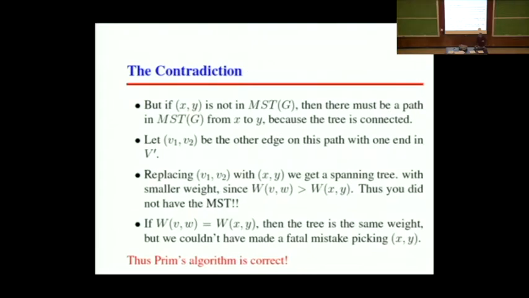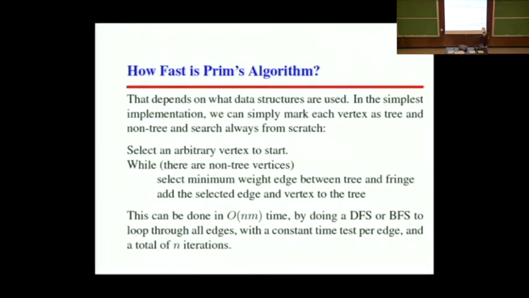What I want to do now, however, is talk about one thing that I haven't discussed that is important, which is how fast is Prim's algorithm? I want us to actually look at the implementation. When it comes to thinking about an algorithm as an idea or an approach, at the level we've described Prim's algorithm, it's a fairly simple idea: always select the minimum edge that spans what is in the tree and what is not in the tree. And that was basically what the iteration here is.